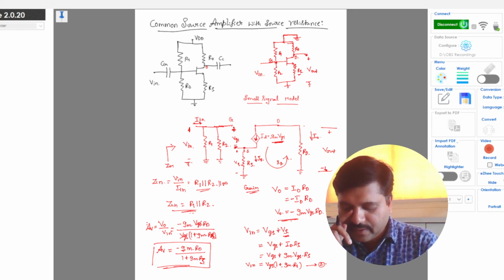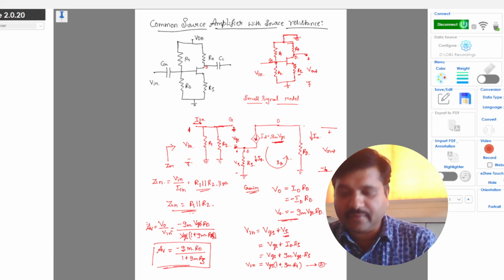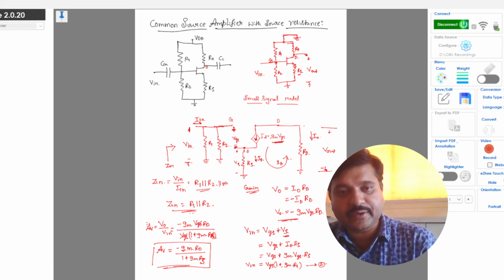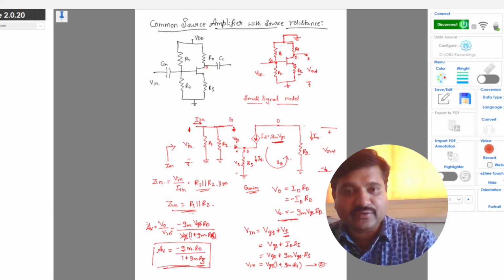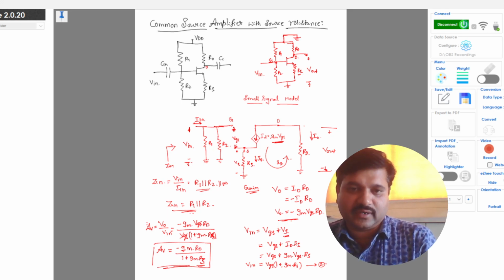So in the earlier case we got the value of gain as minus GM into RD, whereas now in this case it has reduced by the factor 1 plus GM into RS, and this happens because of the presence of resistance RS. Hence the gain reduces in the common source amplifier with source resistance.